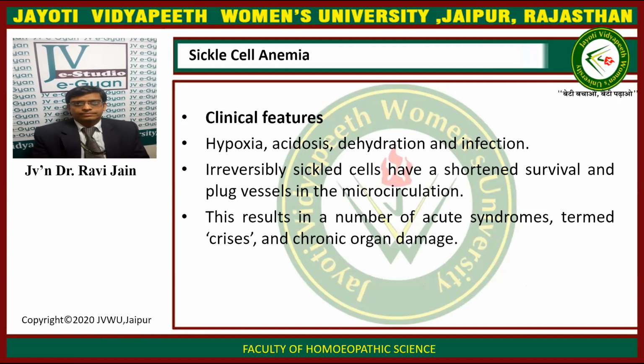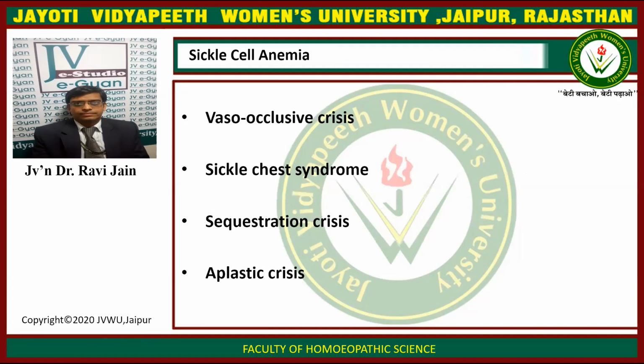The clinical features of sickle cell anemia are precipitated by hypoxia, acidosis, dehydration, and infection. Irreversibly sickled cells have shortened survival and block vessels in the microcirculation. This results in a number of acute syndromes termed crises, and chronic organ damage. Sickle cell anemia consists of 4 different types of crises. First, we have vaso-occlusive crisis. Next, we have sickle chest syndrome. Next is the sequestration crisis, and the fourth one is aplastic crisis.